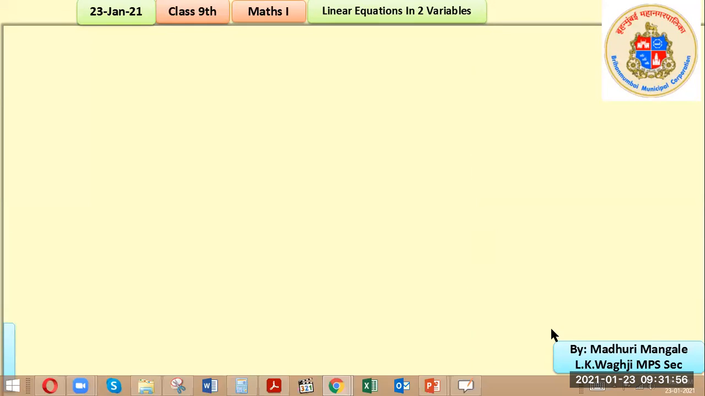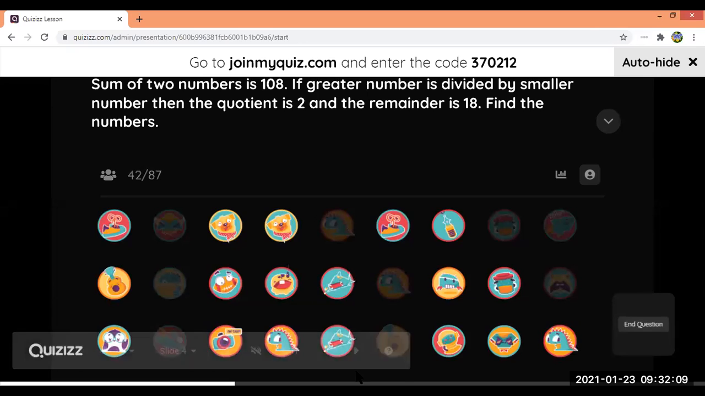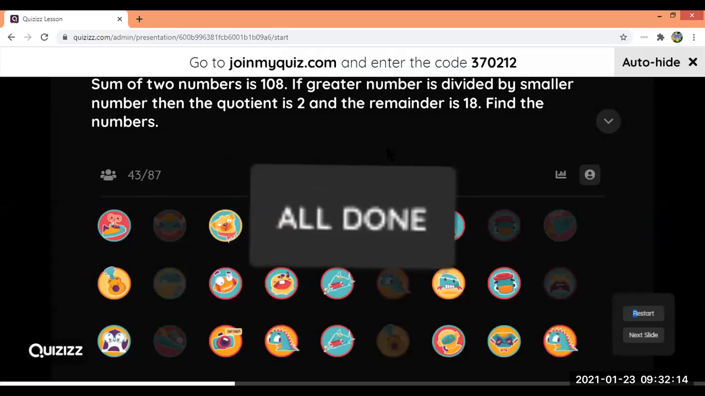Let us see how many of you have completed it. 41 of you have got the answers. Yes, others, please quickly submit. You already know the value of y. y equals 30. You just have to solve for x and select the correct one. Okay, and there you go. I'm going to end it. Let's see how many of you have got it right.